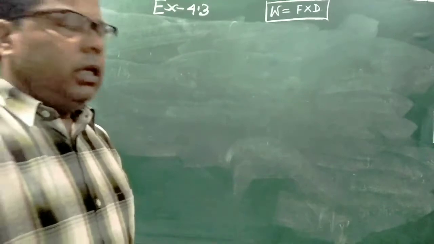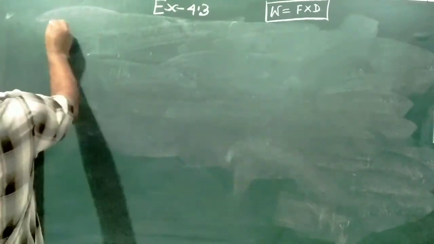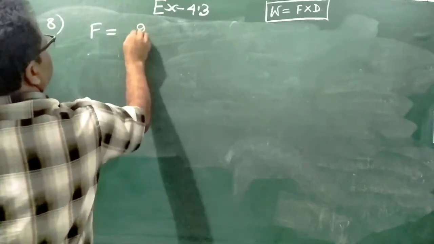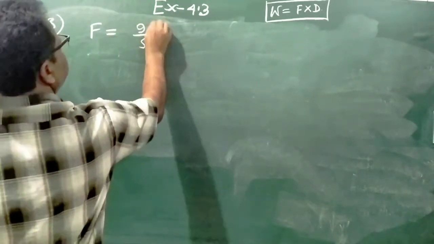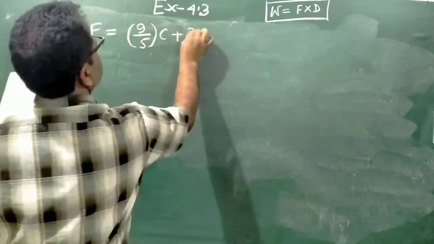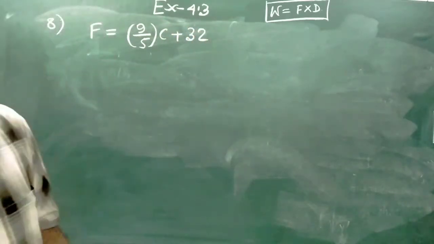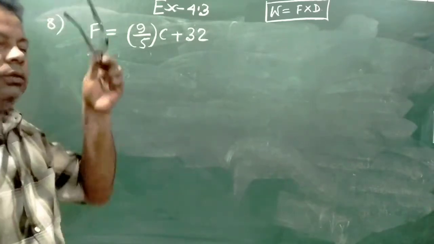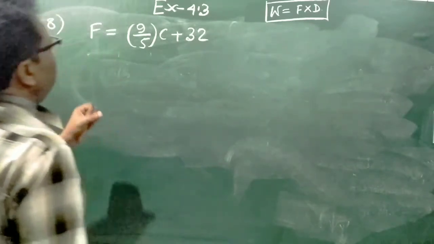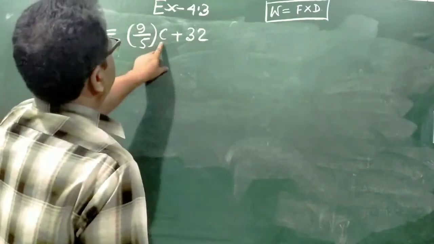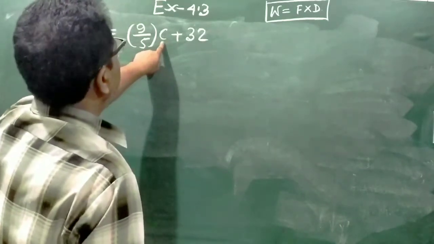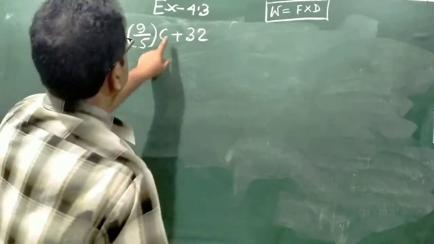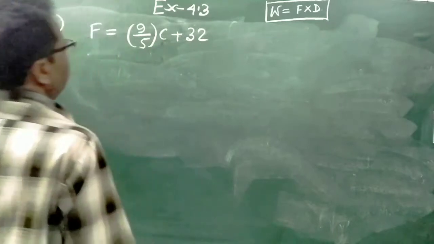So the given relation is F equal to 9 by 5 C plus 32. So this relation is given. Using this relation we need to draw the graph. First we'll suppose the value of C in such a way that it will be possible to cancel with this 5. Means we will take the value of C as a multiple of 5 or 0.